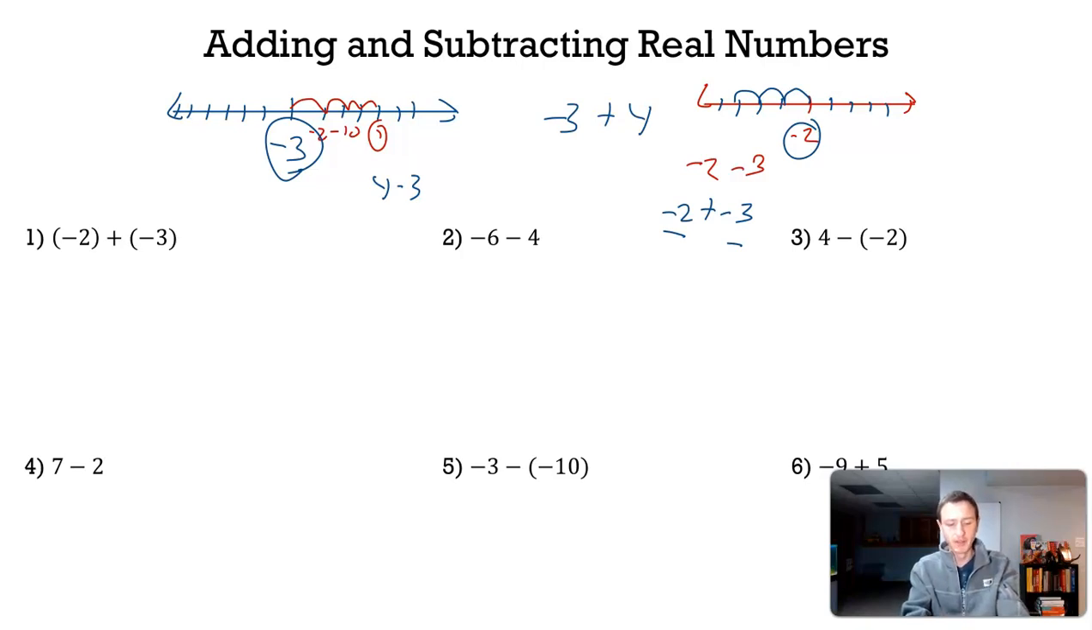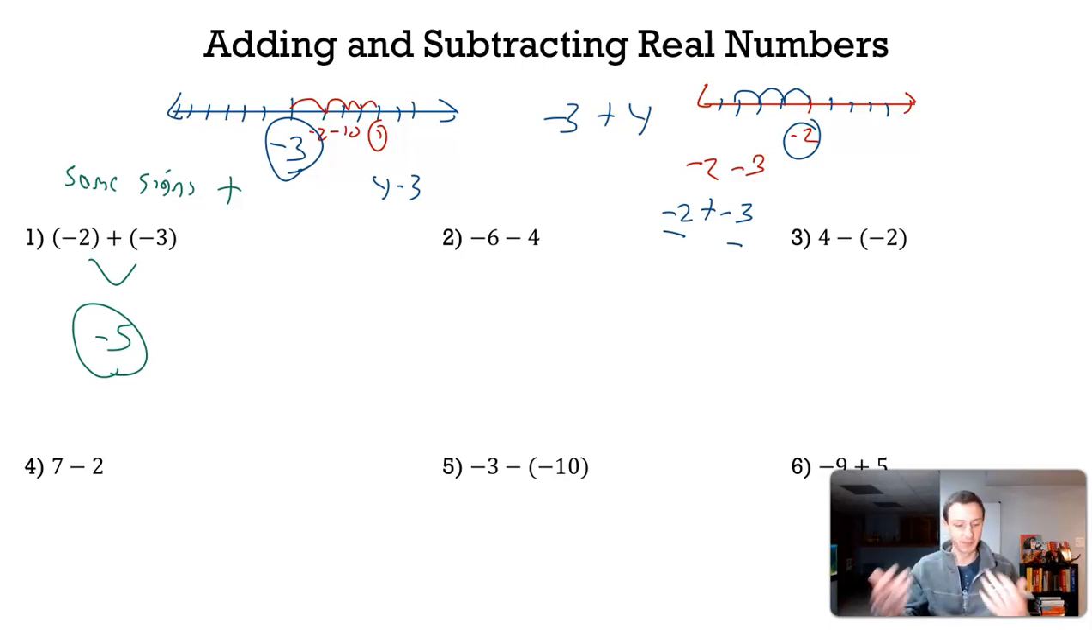So number one, -2 plus -3. If we have the same signs, meaning they're both negative or they're both positive, you just add. You just do 2 plus 3, which is 5. They're both negative, so it stays -5. If it's 2 plus 3, that's 5. They're both positive, so it stays 5. But here we have two negatives, so it stays negative, just like I showed you when you have -2 and then you add on -3, you go more into the negatives.